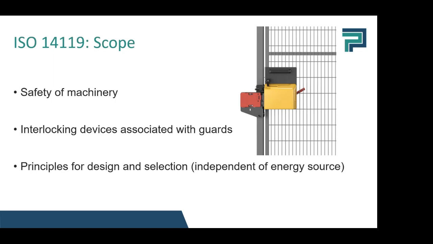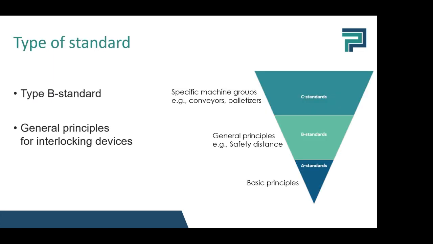To give you some scope of where the standard relates to other standards, it's a type B standard. So we have three categories of standards. The first one is type A, and this gives basic safety principles and principles for design. The second is type B standards. This gives general principles, for example, safety distances or interlocking guards. And this standard is a type B standard.